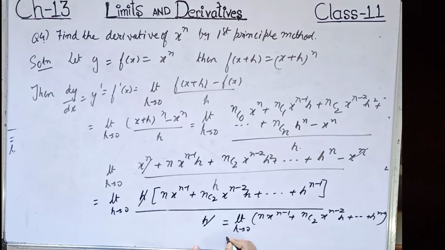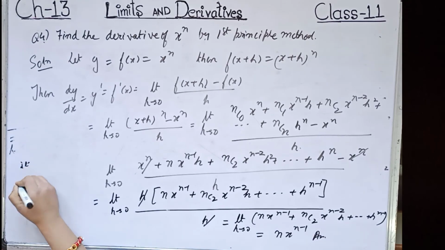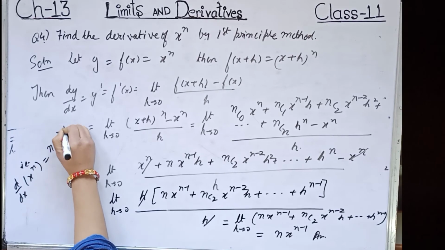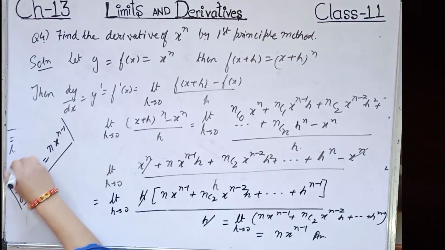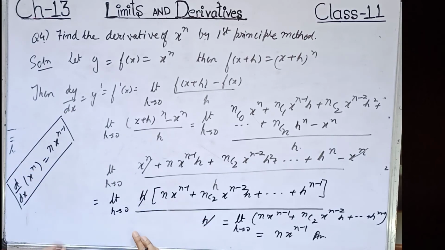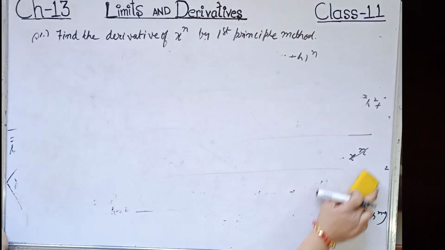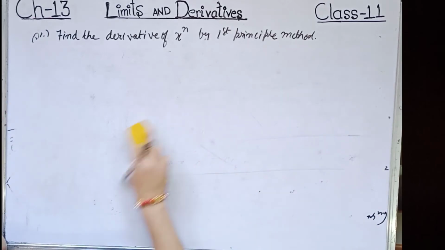Now we will put the limiting value. So all terms have h except the first term. So this we will be getting as n x power n minus 1. The rest terms, because of h tending to 0, will be 0. And this is the answer. That is, we can write d by dx of x power n equals n x power n minus 1. So keep in mind this formula. Based on this, many sums we will be doing. And this is an important question also. So practice it by your own as well.